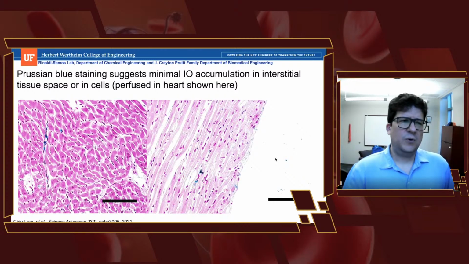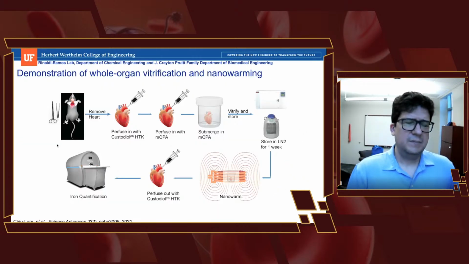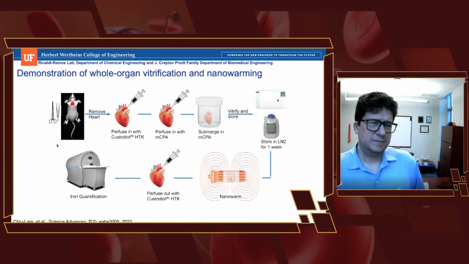You can see particles when we don't perfuse them out. You can use Prussian blue staining, and you can see particles dispersed in the tissue. But once you remove them, it's very difficult to see them.